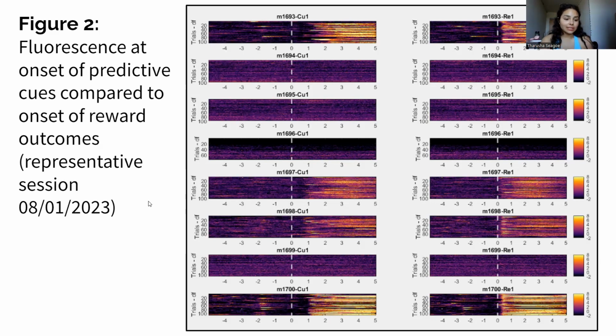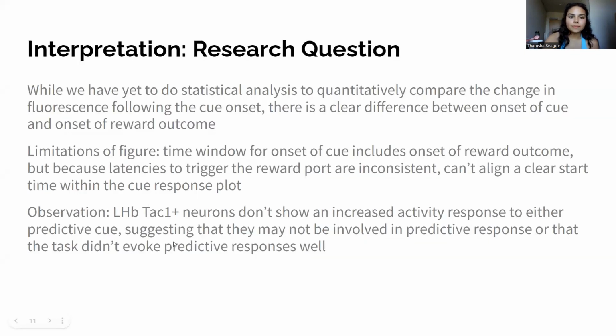So that makes it difficult to look and see, is there activity aligned to the cue onset? But there definitely is not any strong pattern within, like, 0.2 seconds of the cue onset, the way that there is with the reward onset, which is part of our conclusion that cue responses are not being observed in recording from these Tac1 neurons. We have yet to do statistical analysis to quantitatively compare those changes, but there is a clear difference just by visuals in terms of where a response starts in relation to the cue onset or the reward onset.